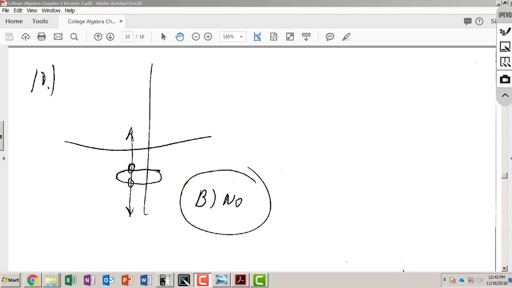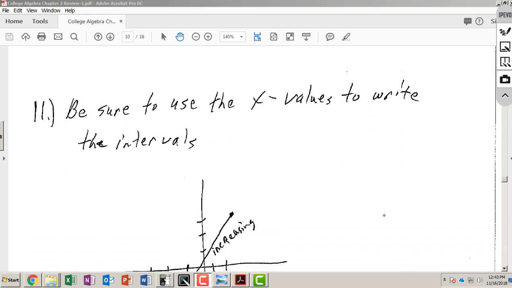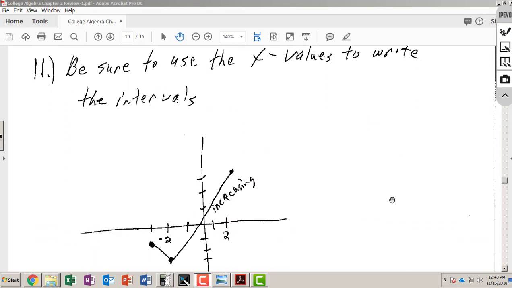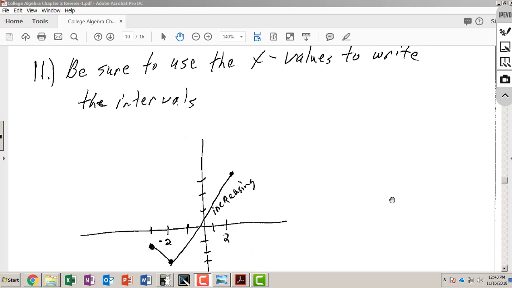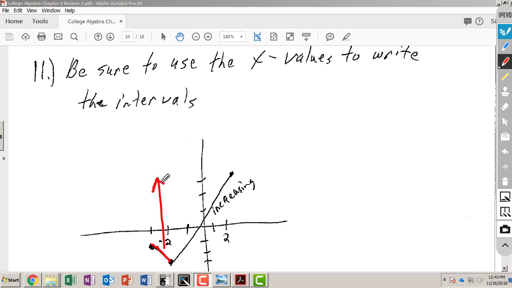On this next problem, number 11, I've got this graph, and it says identify the intervals where the function is changing as requested, and it wants to know where it is increasing. If you look at your graph carefully, you've got this little section right here, and this section is going down. Remember, you always read a graph from left to right. It's going down, so I know this little section is where my graph is decreasing.